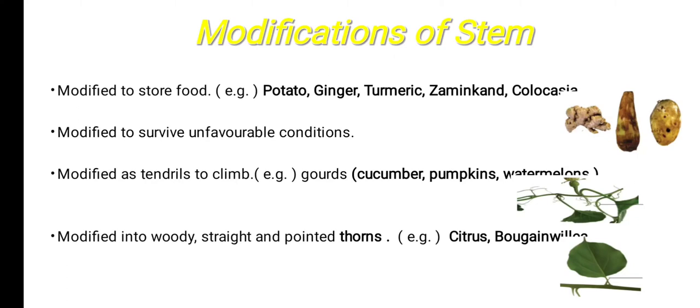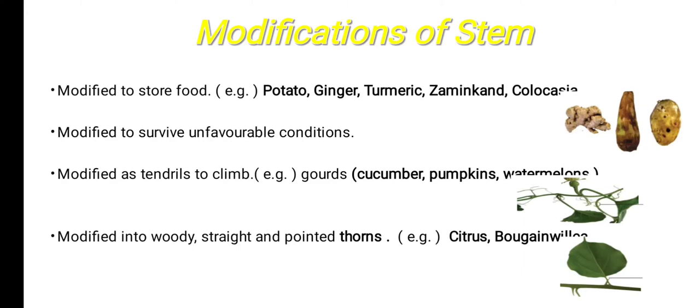Second one is, modified to survive unfavorable conditions. In plants like grasses and all, though the climatic conditions are worse, they remain as they are till they get the favorable conditions. When they get favorable conditions, the plant grows once again. For that purpose, stems help them out.